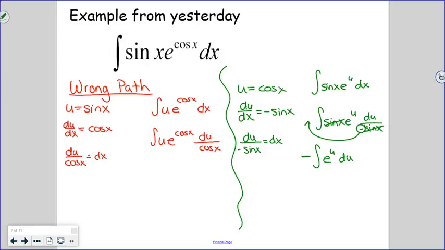And if at this point this looks like something that I can anti-differentiate, we're sitting good, which it is, right? Derivative of e to the u is e to the u. The integral of e to the u is e to the u plus c, right? So we have that minus e to the u plus c. And our last step is to replace u with what u equaled, e to the cosine x plus c.